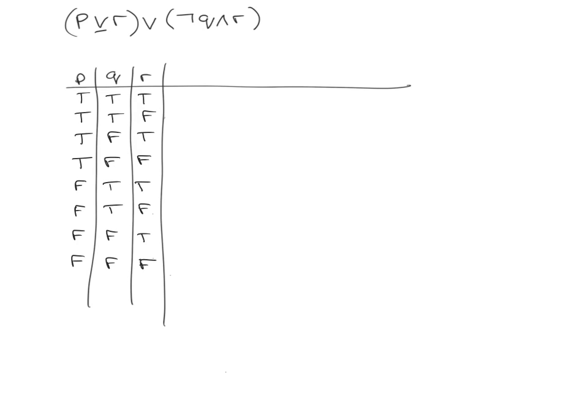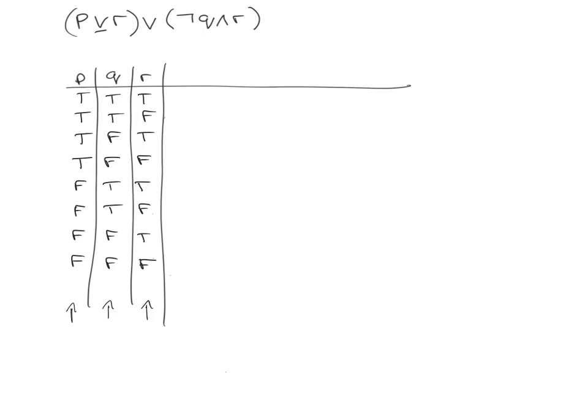And if you look at these, you can see that under the P column, you get 4 trues in a row and then 4 falses in a row. In the Q column, you get 2 trues, 2 falses, 2 trues, 2 falses. And in the R column, it's true, false, true, false, true, false, all the way down. So if you remember that pattern, it's easy to remember the setup.